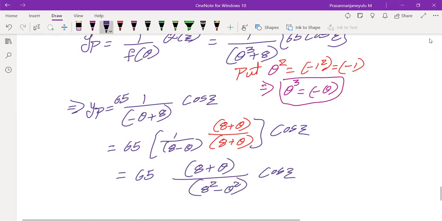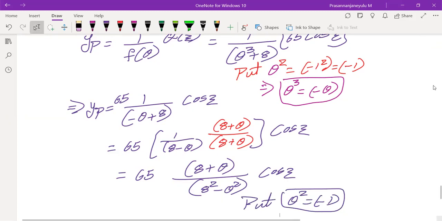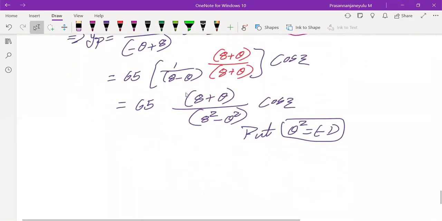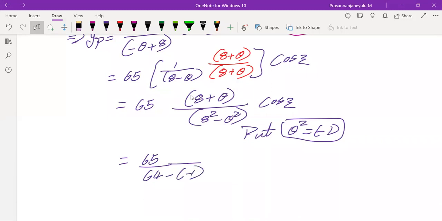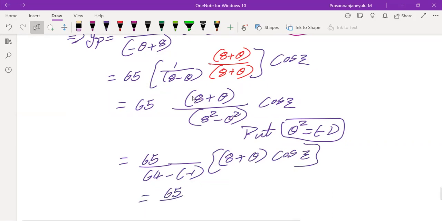Now again using type 2, what do we have to substitute? Put theta square equals to the same minus a square, nothing but minus 1 only. So now the numerator is 65, and the denominator becomes 8 square, which is 64, minus theta square, whose value is minus 1, of (8 plus theta) of cos z. Now the numerator and denominator get cancelled: 65 by 64 plus 1 is 65, and multiplying both the terms with cos z, we get 8 cos z plus theta of cos z.